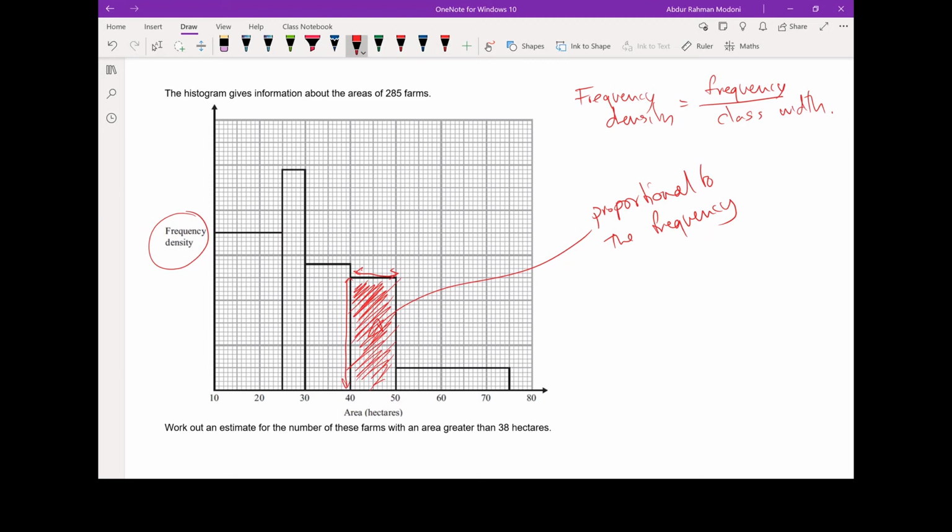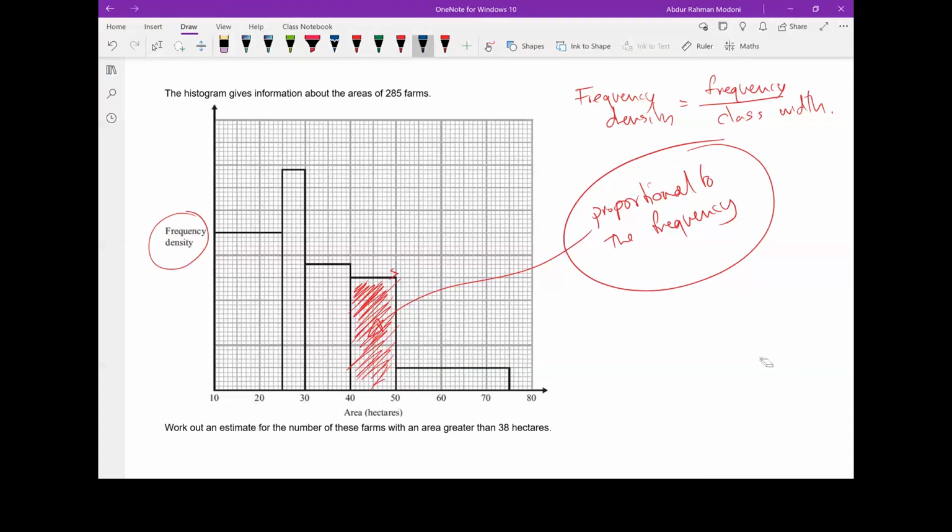As you can see, we don't have any scale given to us on the frequency density axis. So we can't just multiply the frequency density by the width to find out the frequency straight away. But what we'll use here is the fact that the area is proportional to the frequency. So let's make a start on the question.